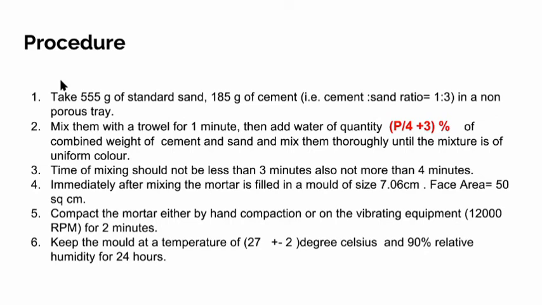The procedure for finding the strength is we take 500 gram of standard sand. The standard sand is Ennor sand, E double N O R E, Ennor sand. 185 gram of cement. The ratio of cement to sand is 1 is to 3.